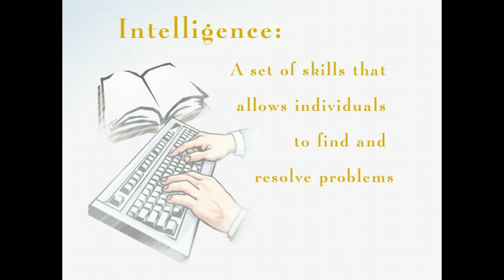Under Gardner's theory, an intelligence can be defined as a set of skills that allows individuals to find and resolve problems. A student may have all intelligences, but generally it's believed that one or more intelligences are more dominant than others.